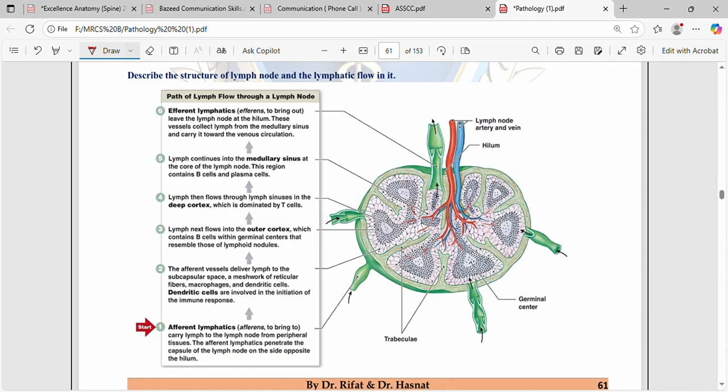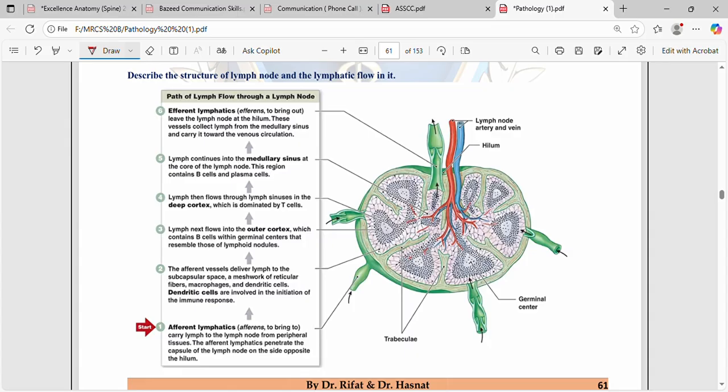Okay, so today we are going to discuss the structure of a lymph node and the lymphatic flow through it. So, once and for all, you can see this is the structure of a lymph node, which is basically a cross section.